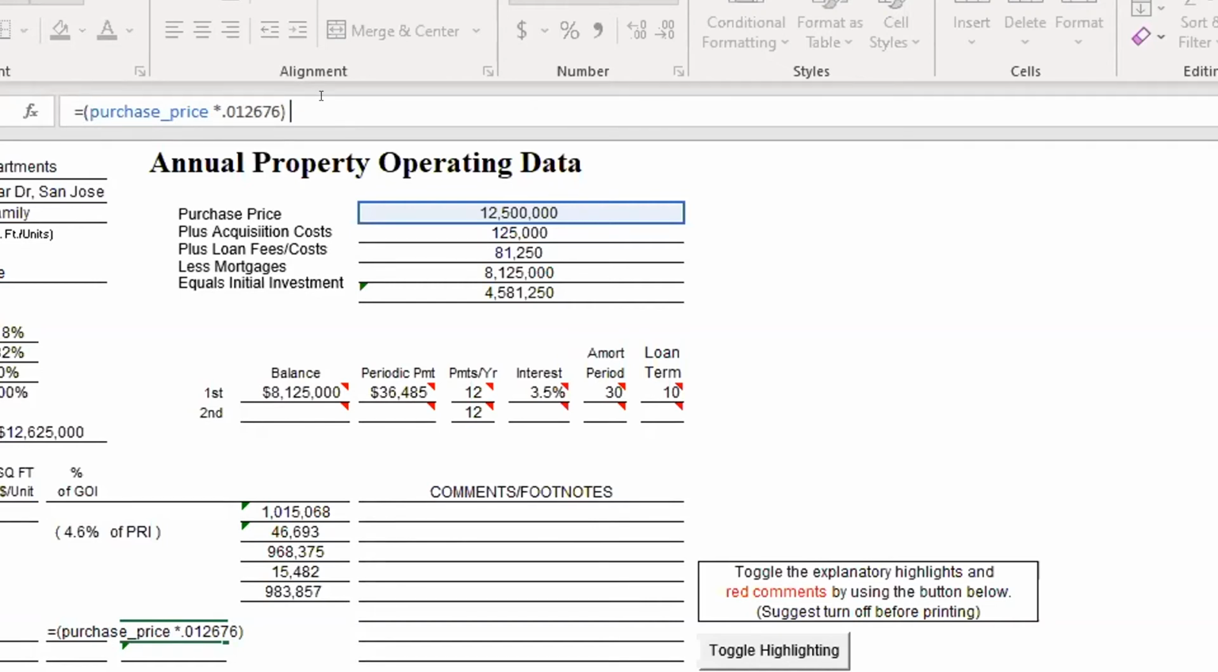It's not a rate. It's the rate, the purchase price times 0.012676. Sorry about that. Now we have to add each special assessment, and you're going to see how this is a very, very important calculation. So I got 9757 plus 7180 plus 7359.